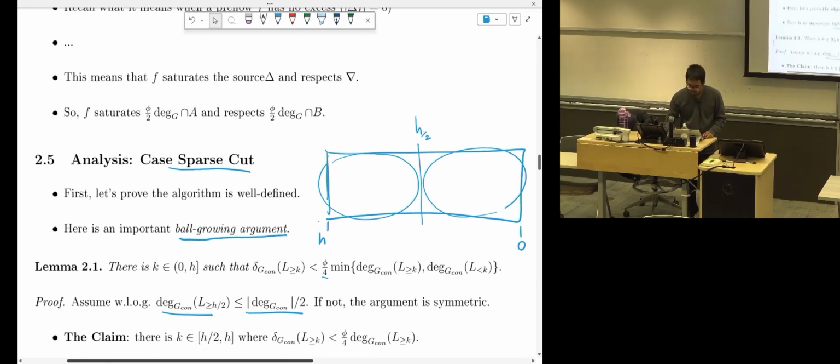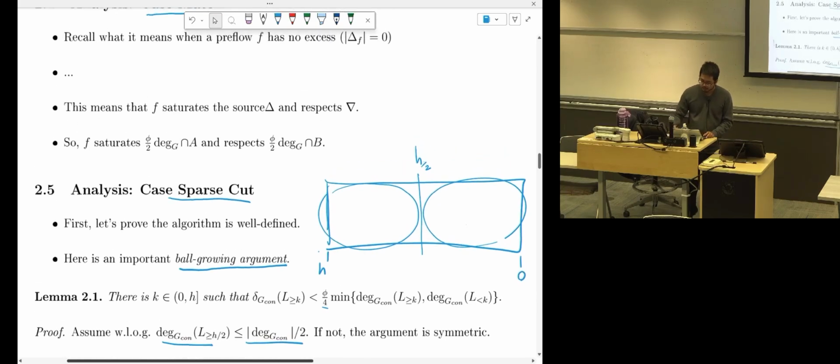Wait, sorry, what's G-con again? Oh, G-con? G-con is G, but it only contains edges that don't skip layers. Okay. So it only contains edges that don't skip layers, like this, consecutive. Okay.